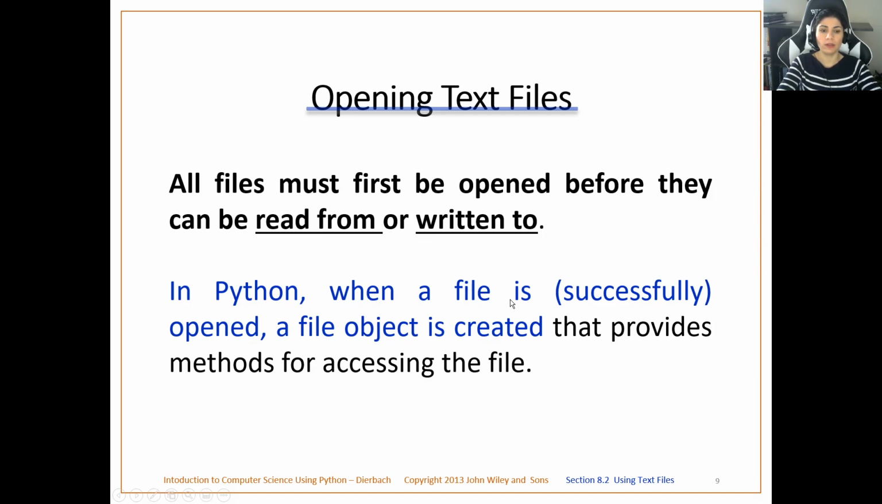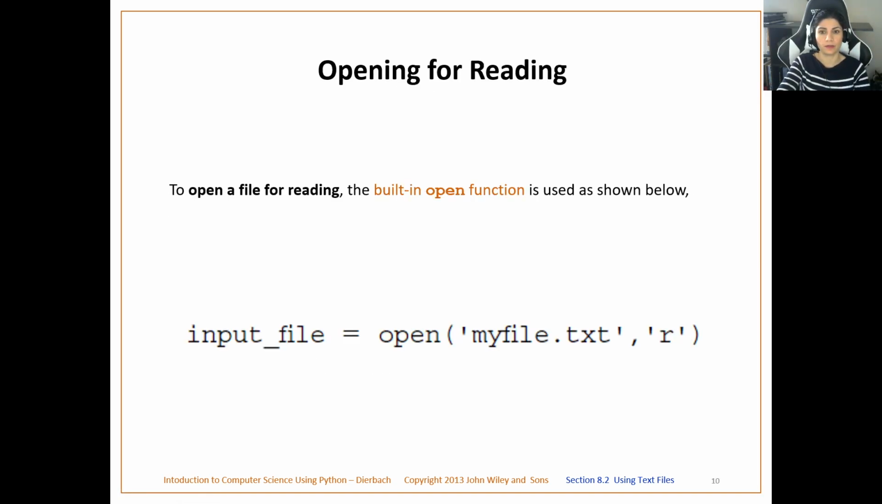So in Python, when you open a file, a file object is created, and that is why it is important to close the file after you're done processing it. The way to open a file is very simple. You use the keyword open, right? The function for opening a file is open.